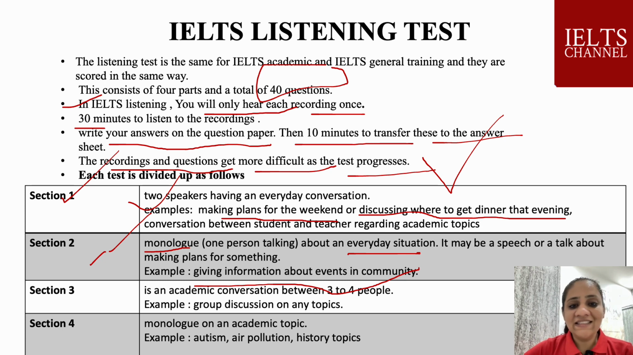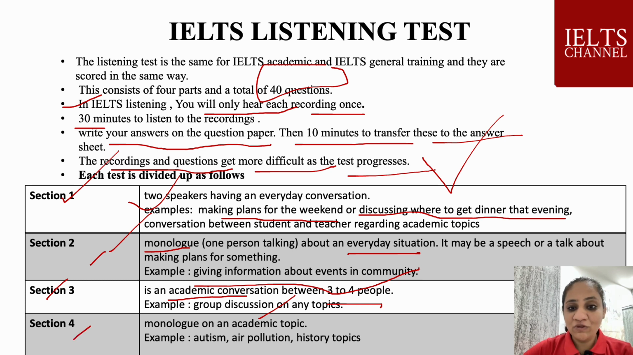Let's see section number 3. In section 3, you have an academic conversation between 3 to 4 people, or you can say it's a group discussion on an academic topic. For example, a group discussion on your academic studies, like students making a presentation on psychology or on some science topic. So 3 or more people are there. Here you have to be very attentive because 3 or 4 people are talking to each other regarding a topic. At that time you have to focus on each and every person's views.